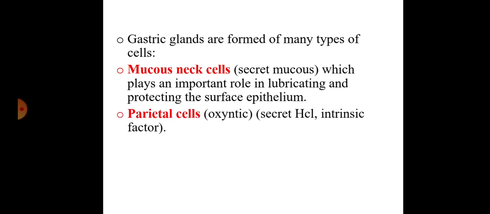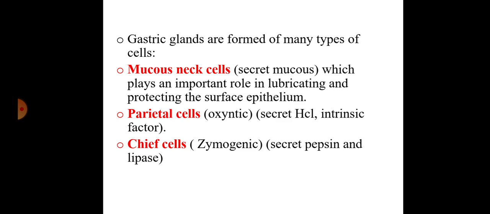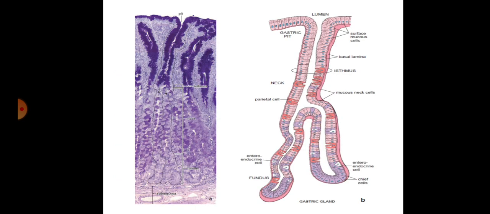Parietal cells are responsible for production of HCl and intrinsic factor. Chief cells secrete pepsin and lipase. Endocrine cells secrete gastrin. These are the glands of the stomach. Okay, the cells here are located in the glands.